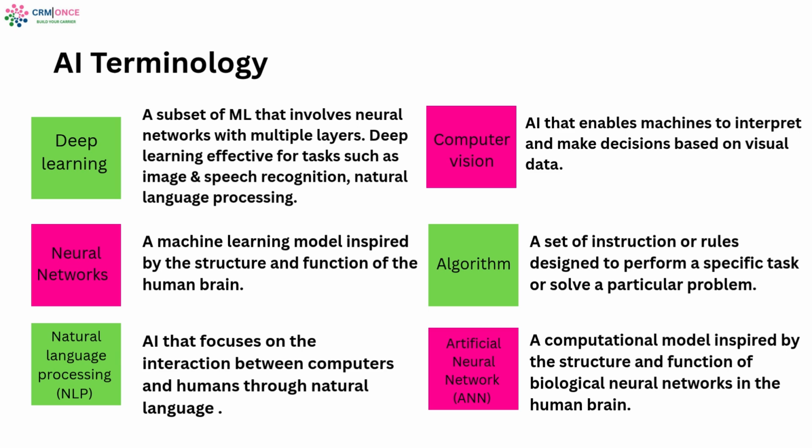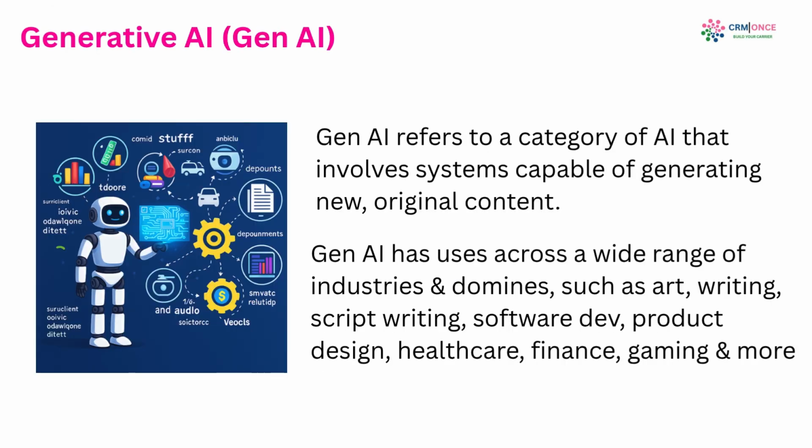Artificial neural network: a computing system based on the structure of biological brains, commonly used for image classification, speech recognition, and text analysis. Generative AI, Gen AI. Definition: AI that can generate original content such as text, images, audio, and code. Applications: writing scripts and articles, creating images and designs, developing software, assisting in gaming, healthcare, and finance.